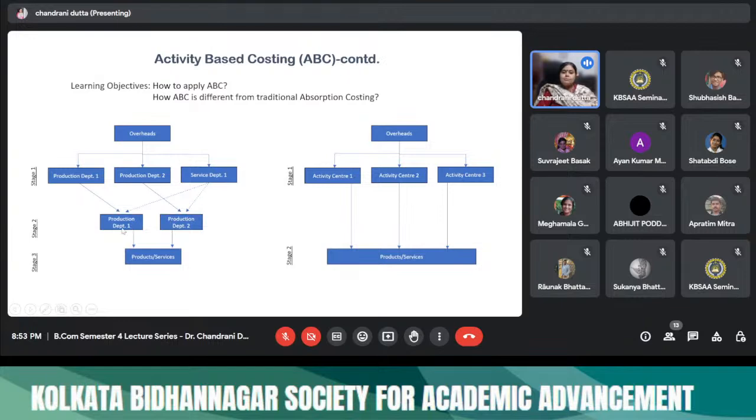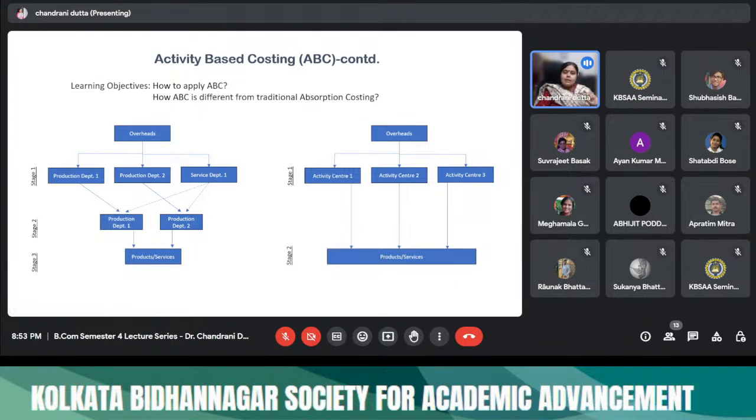The overheads are now segregated in between these two departments, and this is the total labor hours of that department. So what is the overhead per labor hour? If another department is machine intensive, automated and all, so what is the overhead per machine hour? So that is the overhead recovery rate.